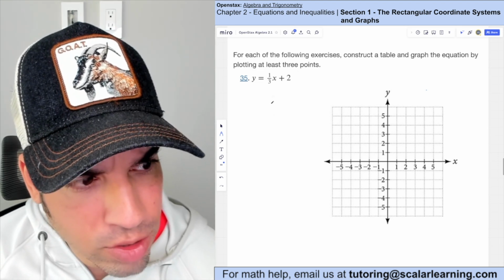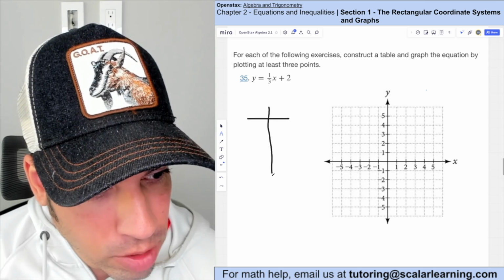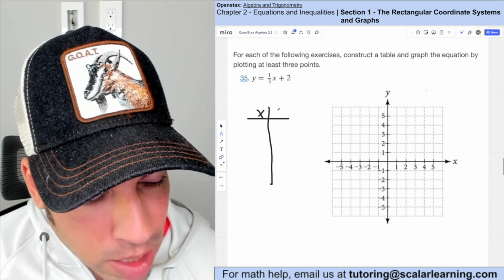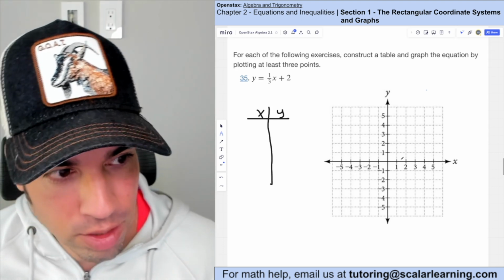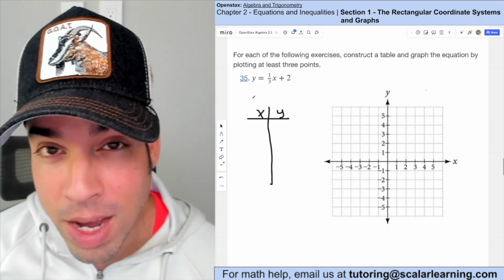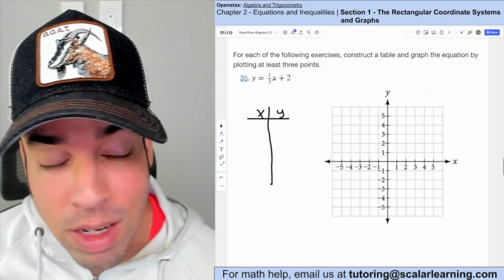All right, so for this exercise, it's asking us to construct a table and then graph the equation by plotting at least 3 points. So the way we can do this is actually there's a lot of different options. I'm going to do it in the easiest way I can think of possible. So I'm going to choose 3 random X values that are going to fit nicely on this graph. And I'm going to do it in a way where I'm not going to get fractions as results because I see this 1/3 and that's going to be messy to graph a fraction.